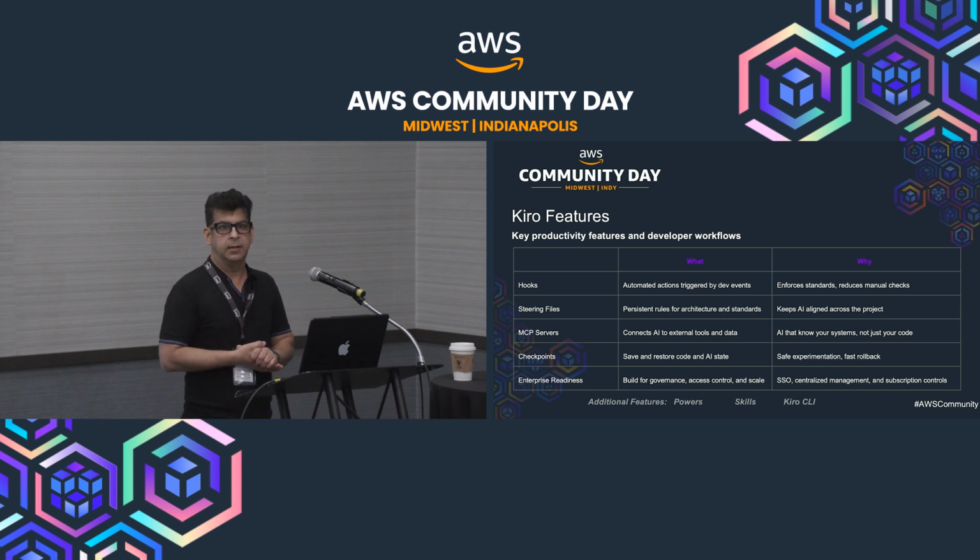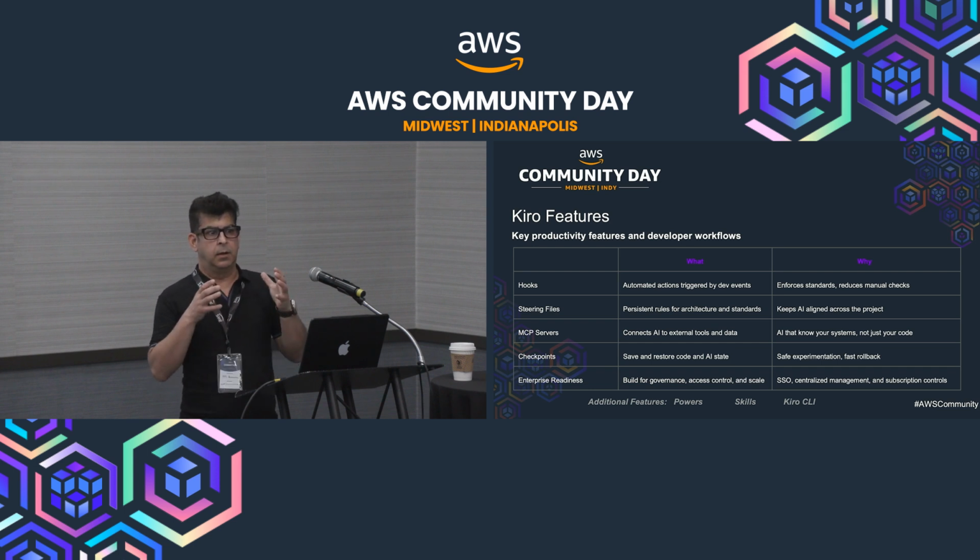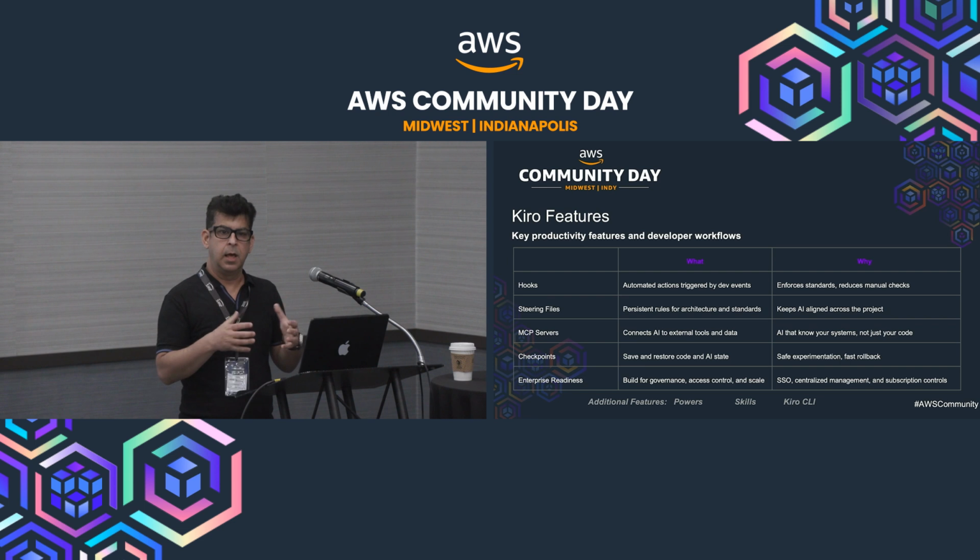Steering files are another very useful core feature. You can define the product, structure, and tech stack for the app that you are trying to build. You can embed your coding standards into it, and that's a shareable artifact. So your entire team can use it, and Kiro, when generating the code, will follow those guidelines.